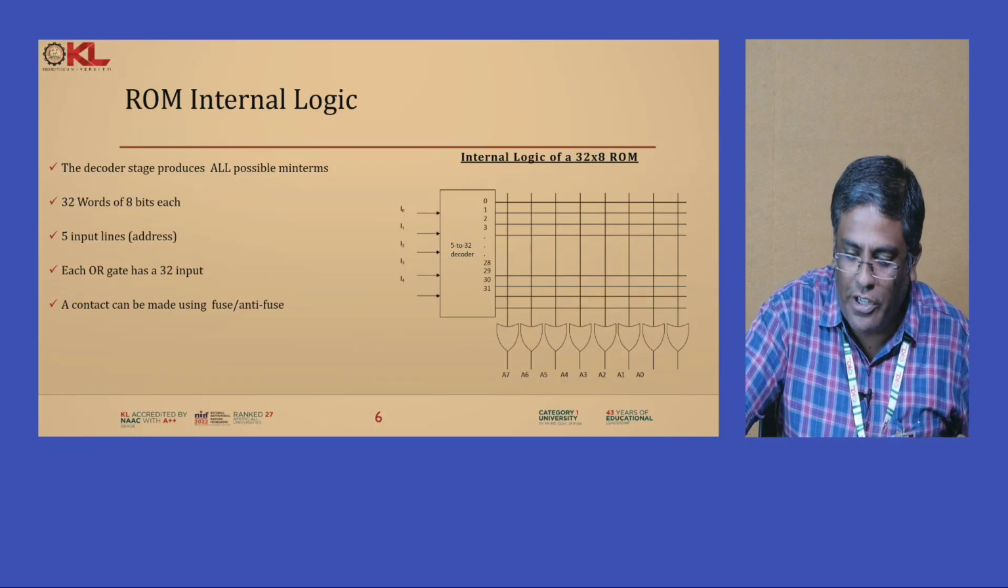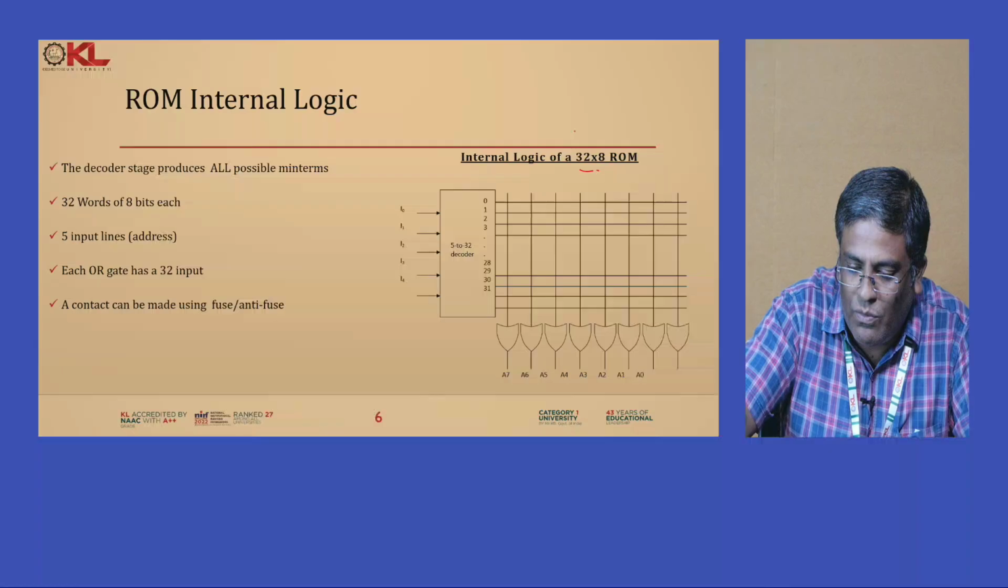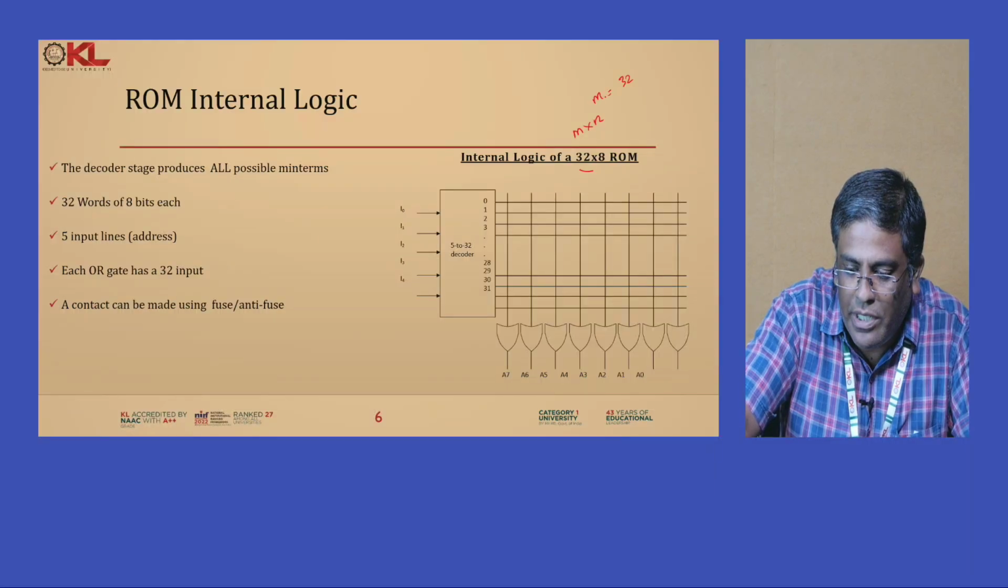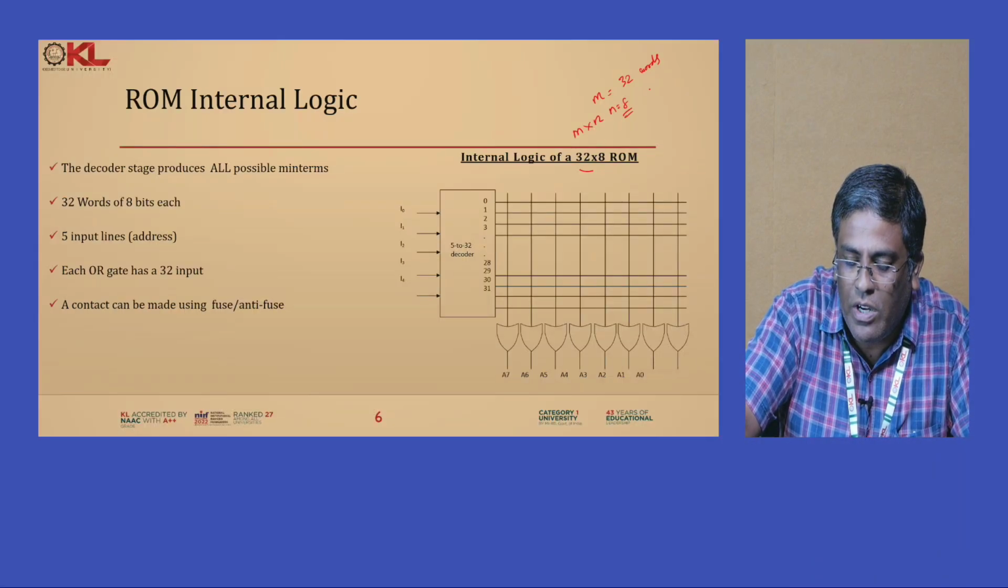See here we are talking about a 32 cross 8 ROM. You may remember the ROM structure is nothing but M cross N. M is equal to 32, that means it has 32 words, you may remember from the previous session. And what about this N? N is nothing but 8.